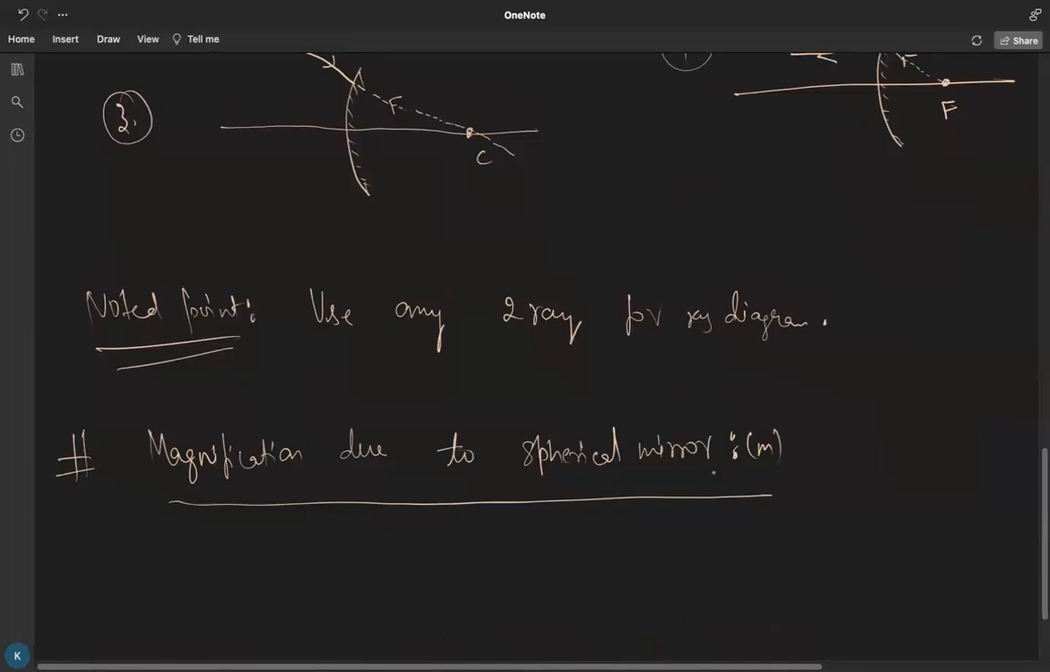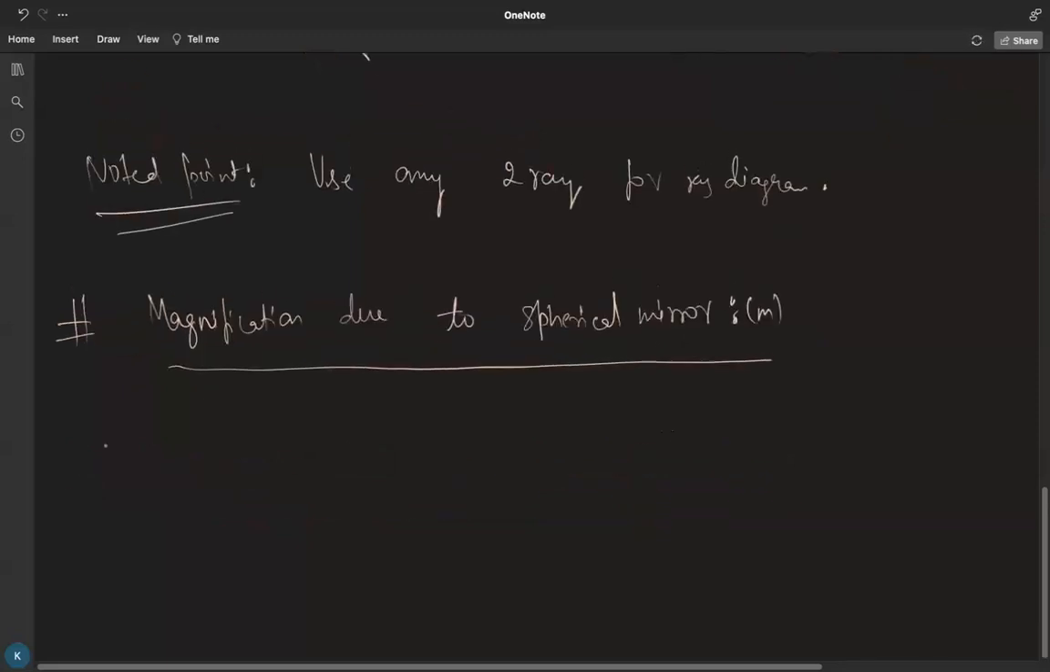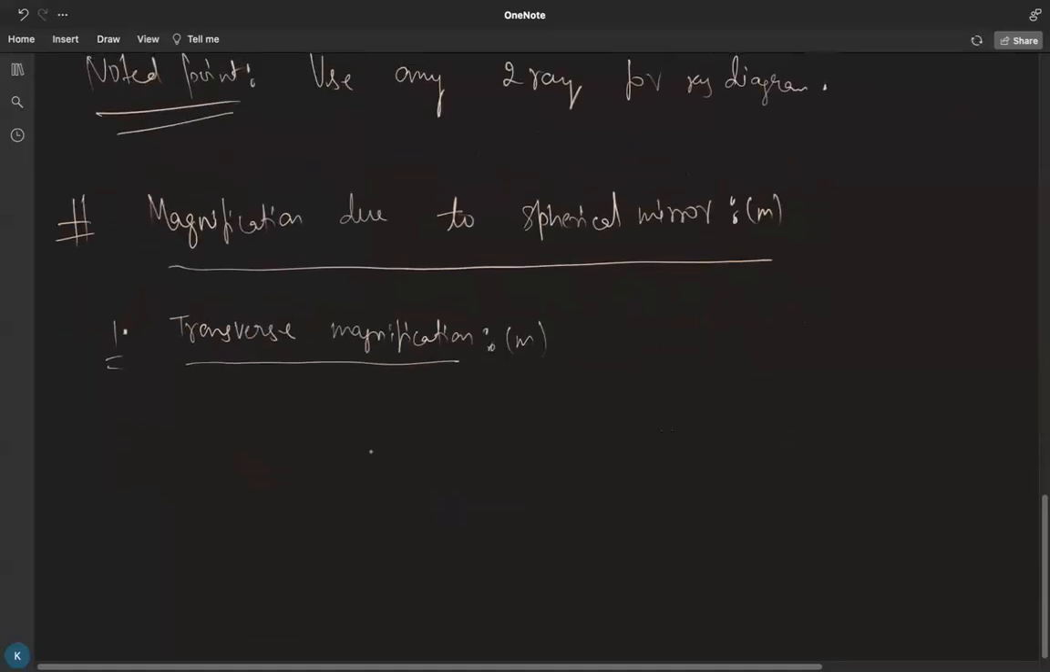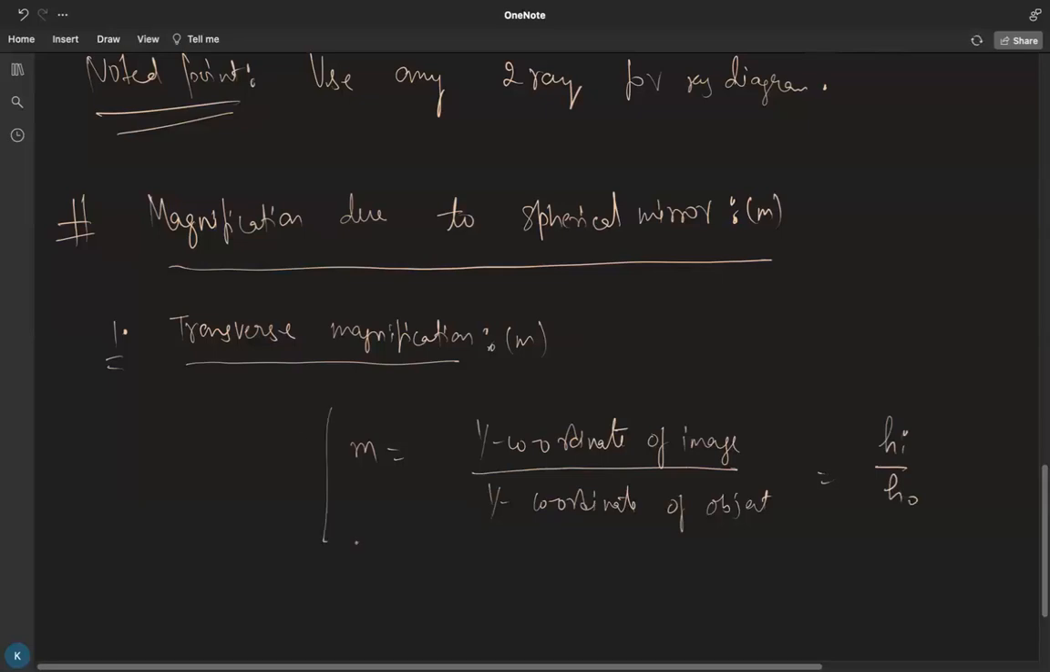So there are actually two kinds of magnifications. Let me define the first one. These are actually kind of formulas, so you have to just keep them in mind. The first is transverse magnification. So what is transverse magnification? The transverse magnification is equal to the y coordinate of the image divided by the y coordinate of the object. Or you can say this is the same as height of image by height of object.